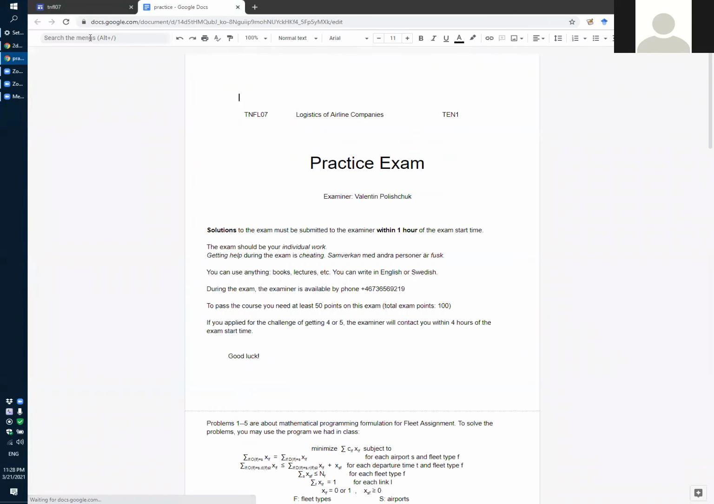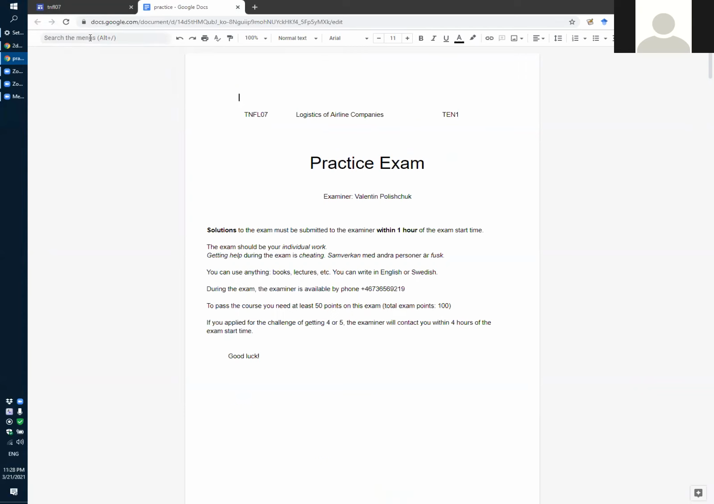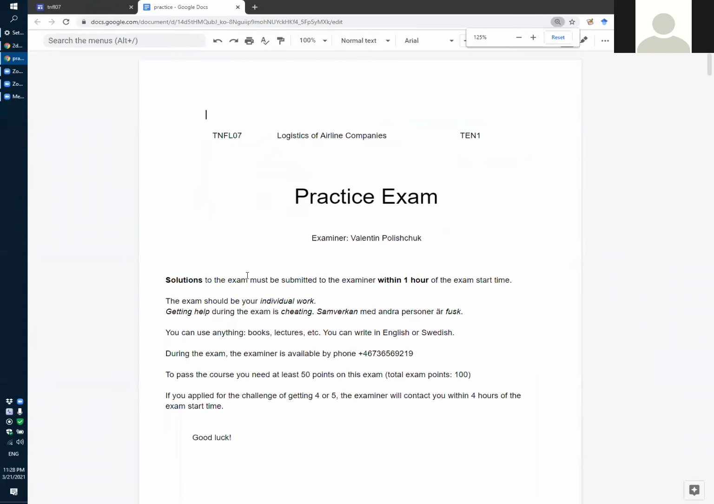Now to the practice exam. Here is how it looks like. I will show you with pagination. On the first page of the practice exam, you have these rules, which I also showed you before. The solutions must be submitted within 1 hour of the start time. You should do the exam individually. The homeworks you will be doing in groups. I will also speak about that. You can use anything you want and write in English or Swedish. I will be reachable during the exam as during the usual exam.